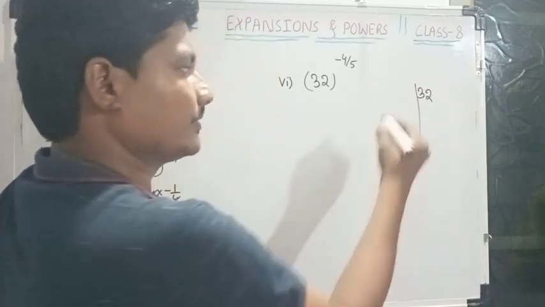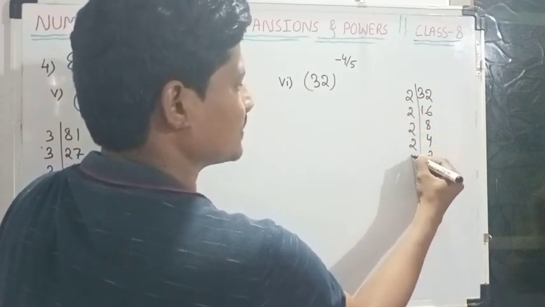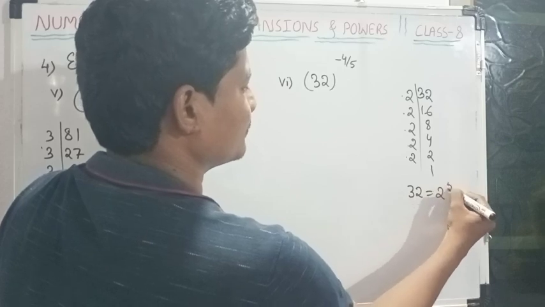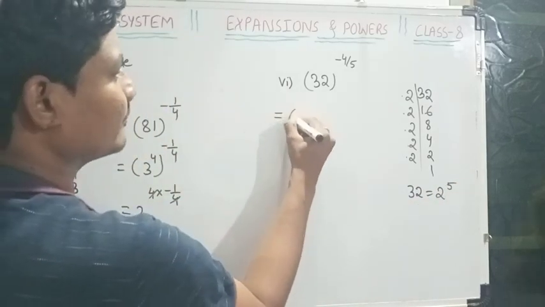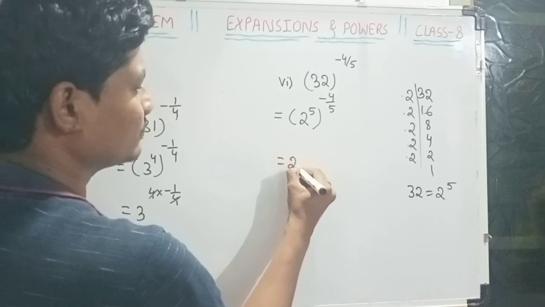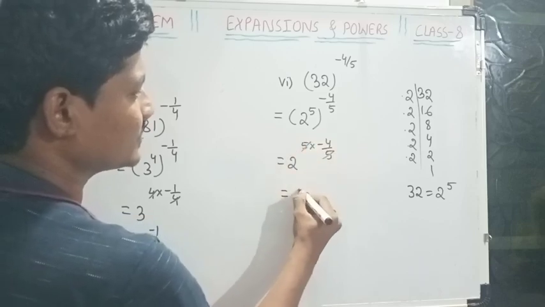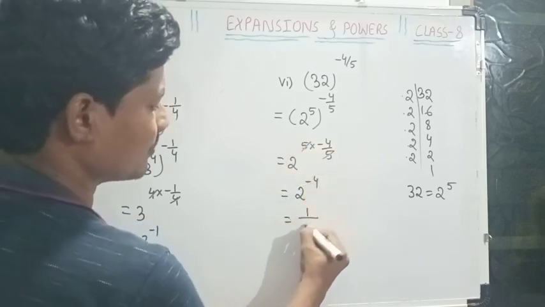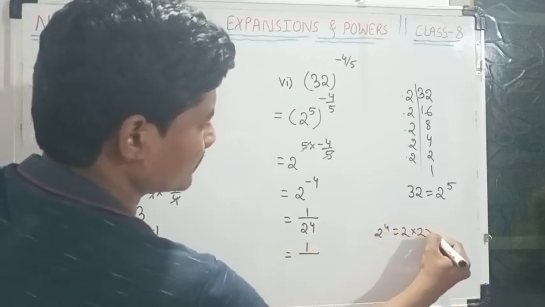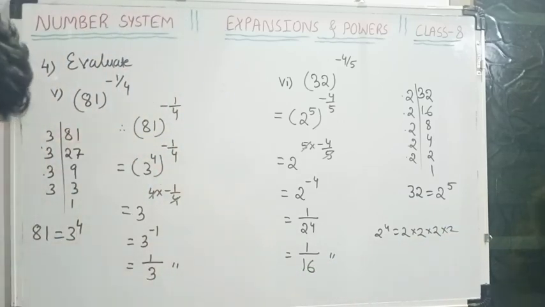32 can also be written by prime factorizing: 2 sixteens are 32, 2 eights are 16, 2 fours are 8, 2 twos are 4, 2 ones are 2. 32 is equal to 2 to the power 5. Therefore, in place of 32, I'll write 2 to the power 5 raised to the power minus 4 by 5. 2 to the power 5 into minus 4 by 5, the 5s get cancelled. 2 to the power minus 4, which is equal to 1 upon 2 to the power 4. 2 to the power 4 is 16, since 2 multiplied four times becomes 16. This is the required answer.